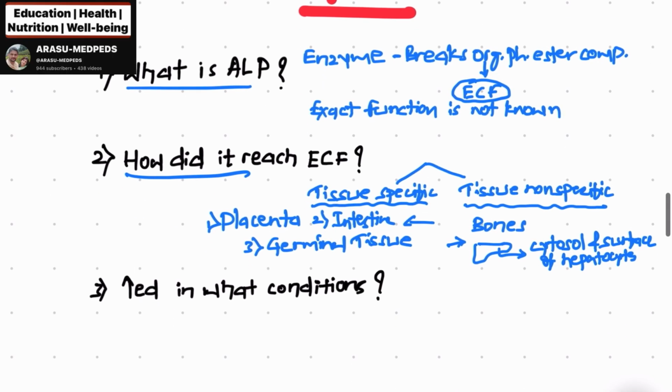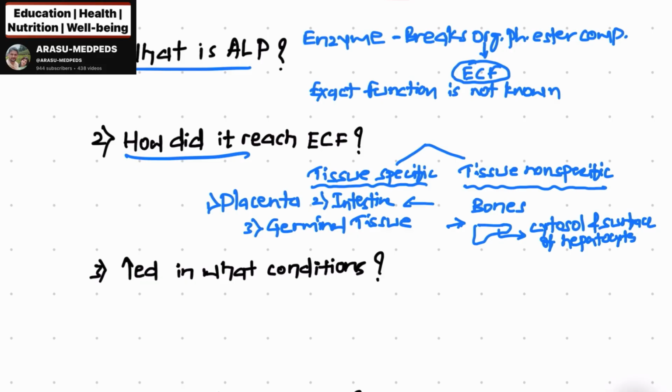Now once we know the sources of alkaline phosphatase in the extracellular fluid, we have to consider some conditions which will lead to its increased levels. For this we can go point by point considering each of the sources. For example, increased levels are seen because of the placenta. We can consider a physiological rise of pregnancy, specifically in the third trimester.